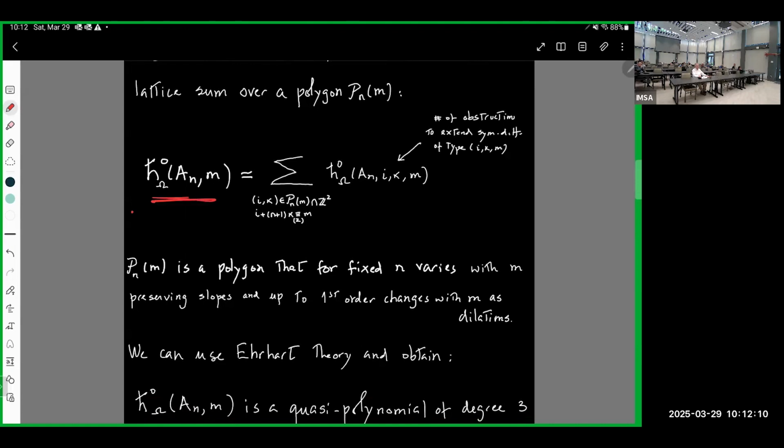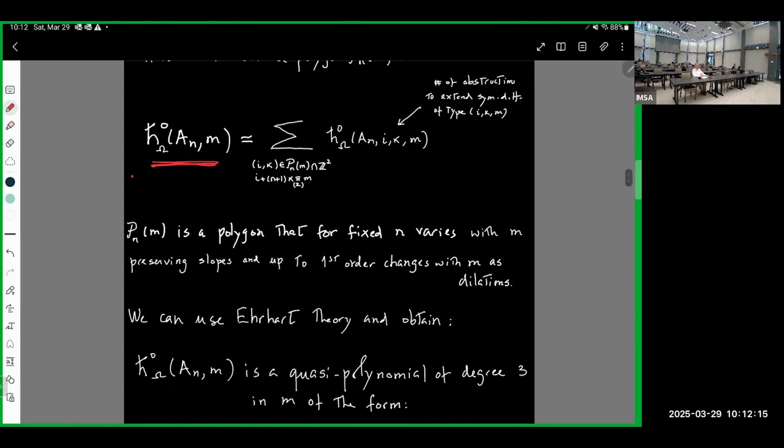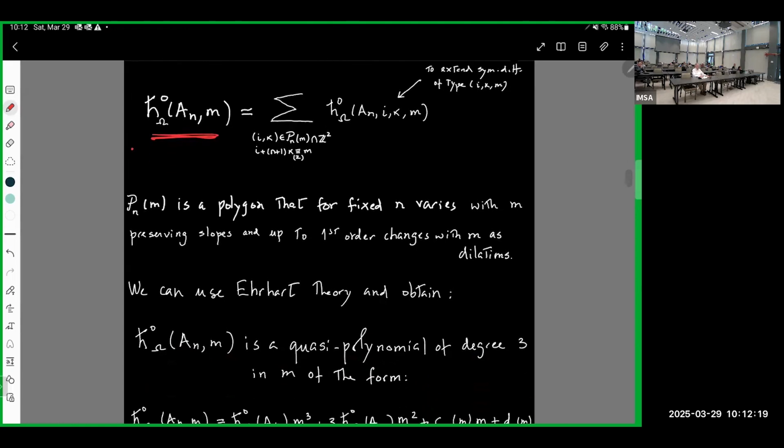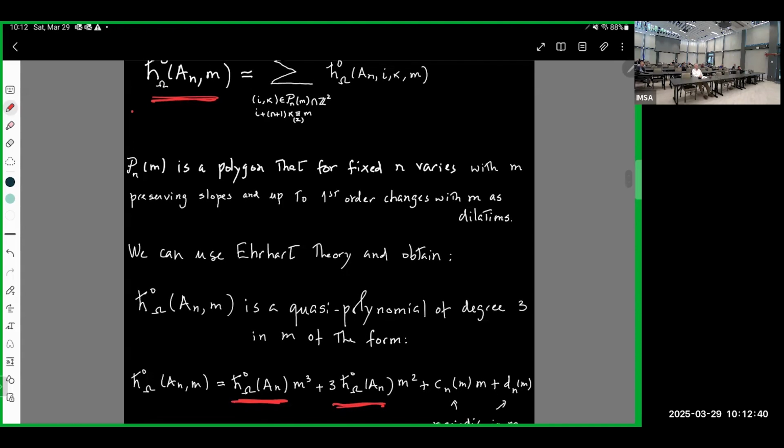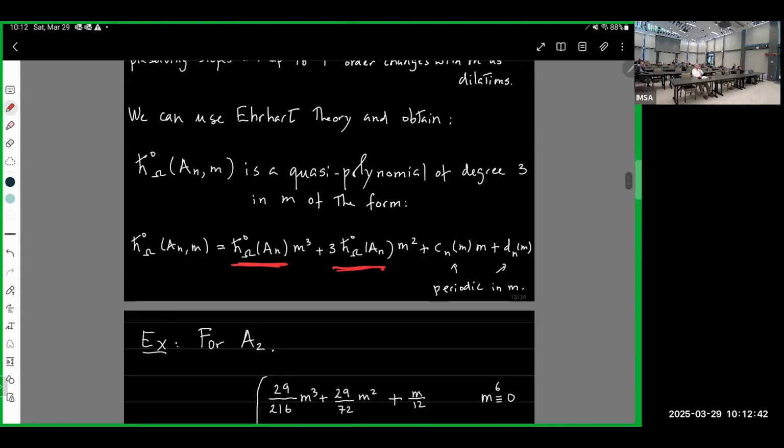the function of m is a quasi-polynomial in m of degree 3. Quasi-polynomial means that if you write it down, the coefficients of the polynomial are periodic functions in m. But the first coefficient, of m cubed, is not periodic, it's just period 1. The second coefficient also has period 1, and the other ones have larger periods. And I give an example here.